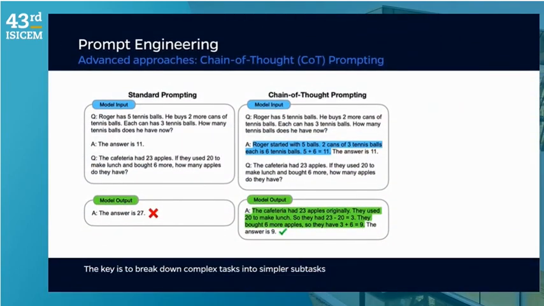Another one is chain of thought prompting. What does that mean? This is very useful for any type of complex operation. Here you can have an example when you want them to do some simple arithmetic operation. You give them a problem and then you give an answer. And then you pose the next problem.